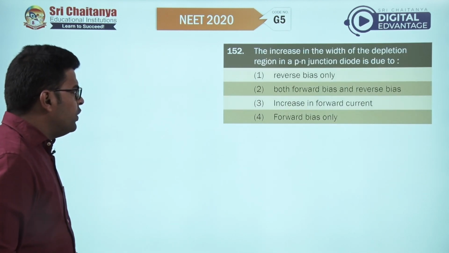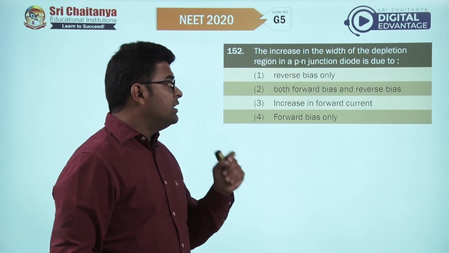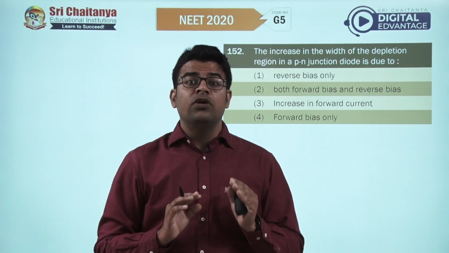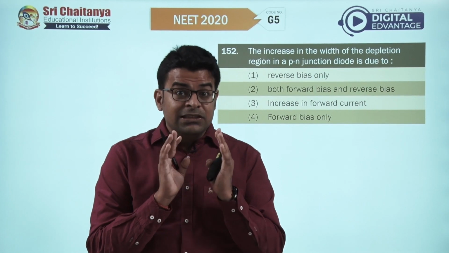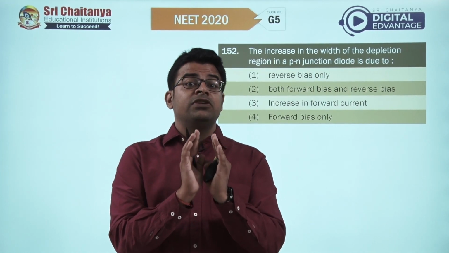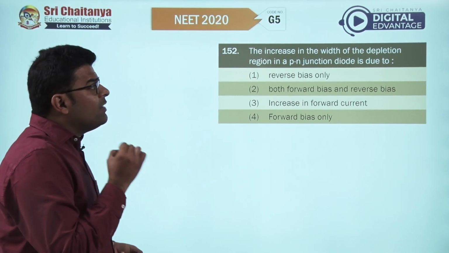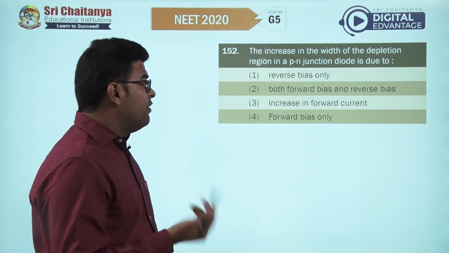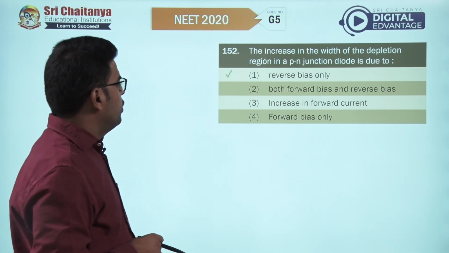Question number 152. The increase in the width of the depletion region in PN junction diode is due to. We know that when the PN junction diode is forward biased, the depletion region thins. When it is reverse biased, then the depletion region thickens out. Now here, the question is the increase in the width of depletion region in PN junction diode is due to reverse bias only, in forward bias it actually thins out.